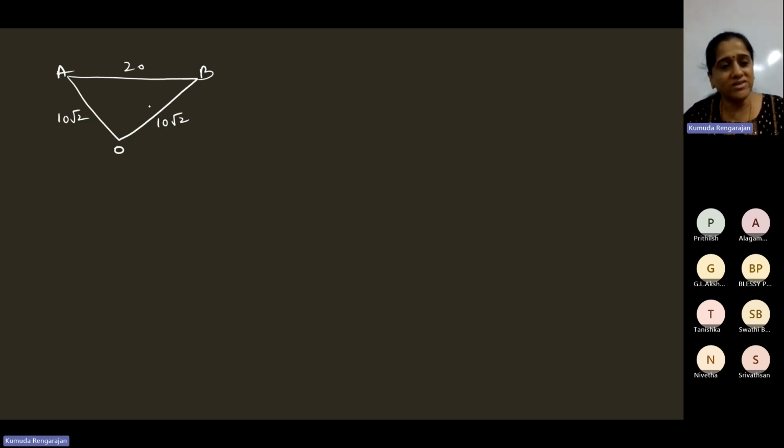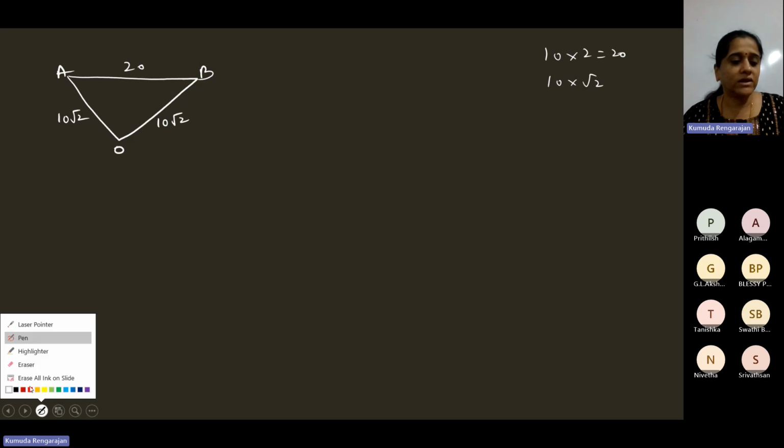Now, which is the longest side here? AB. Because 10 into 2 is 20. So 10 into root 2 will be less than 20, no? Root 2 is less than 2. 20 is 10 into 2. What is 10 root 2? 10 into root 2. So definitely 20 is the longest side.